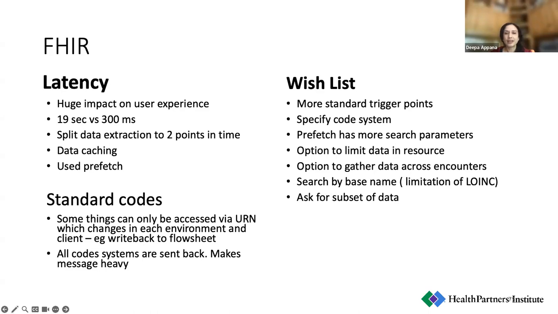I guess the wish list can be our challenges. It would be great if there were more trigger points. And if you're familiar with FHIR, when we ask for a resource, it comes up with all the different code systems that we were hoping for, and it makes the message very heavy. It's very large. So it would have been nice if we could specify a code system or specify more search parameters when we are looking for a resource.